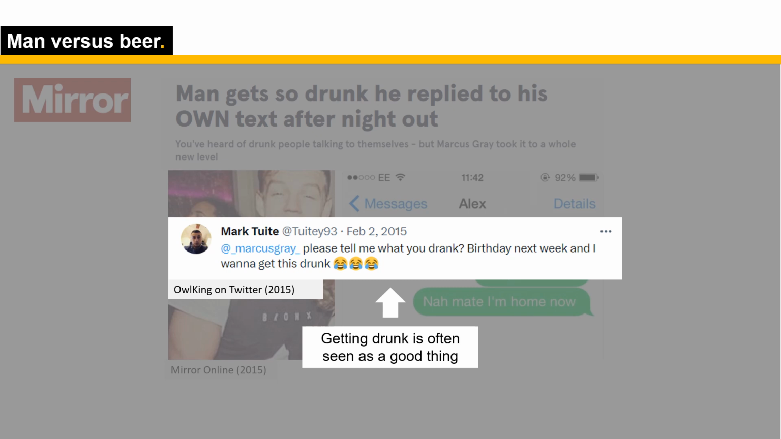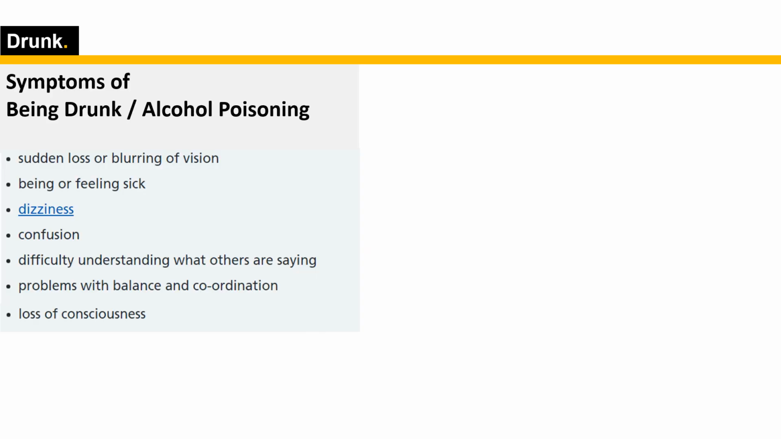And that's a really easy way to sort of summarise the fact that lots of the time we look at people getting drunk and we don't necessarily see it as a bad or harmful thing. We actually quite like it in some ways. And the really bizarre thing here is we can go to the NHS and we look at what the symptoms of being drunk actually looks like.